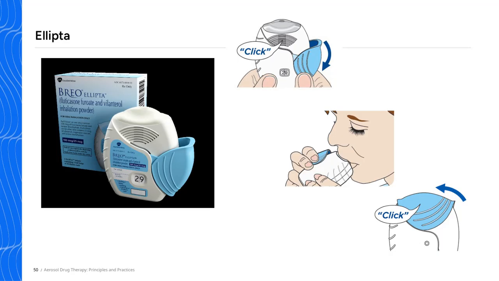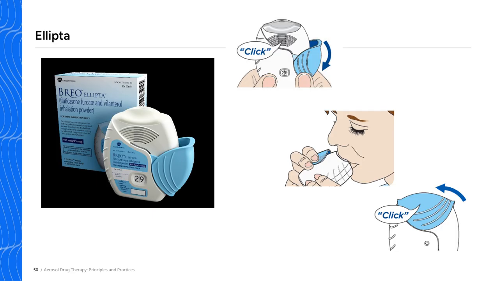Now let's take a closer look at Ellipta, which is a popular inhaler device used for aerosol drug therapy. What makes Ellipta noteworthy is its design, which is focused on simplicity and ease of use, helping patients adhere to their treatment plans more effectively. It's a dry powder inhaler, so it delivers medication in a fine, dry form that patients inhale deeply into their lungs. One of the key points to remember is that proper technique is essential for ensuring the medication reaches the lower airways and provides the intended therapeutic effect.